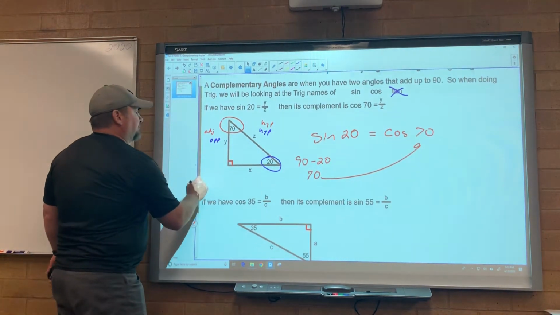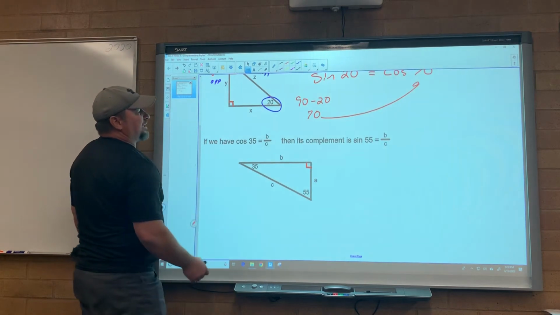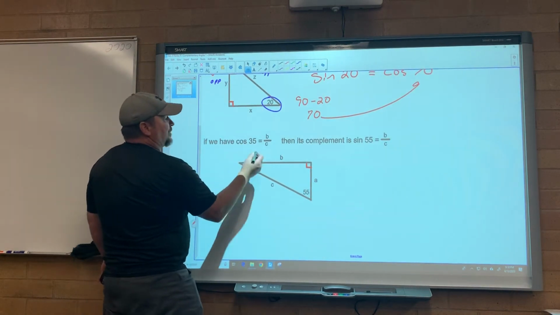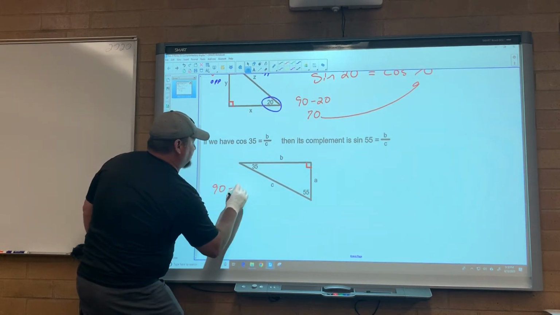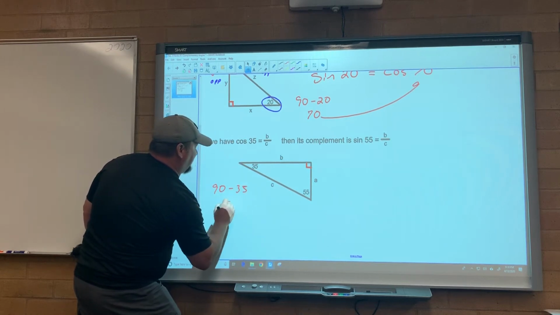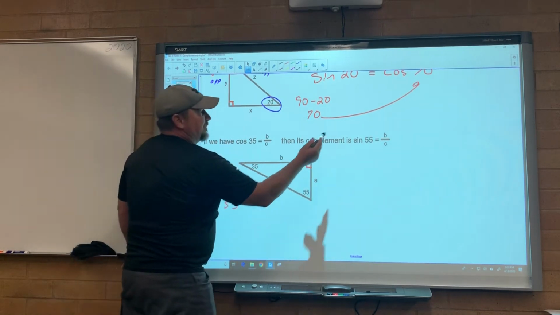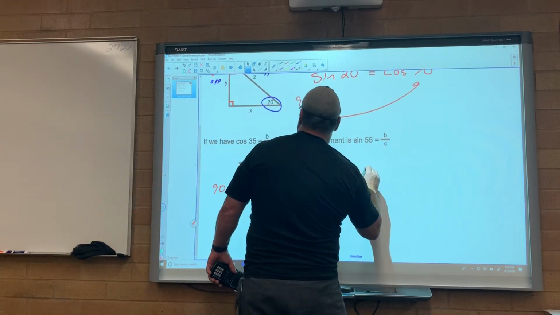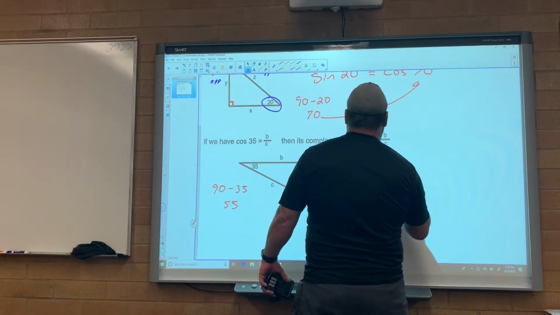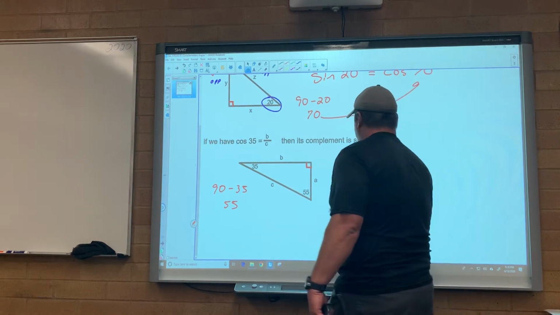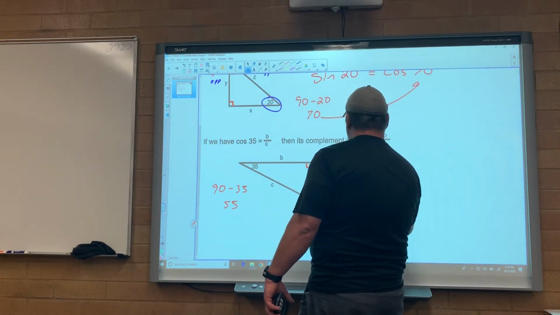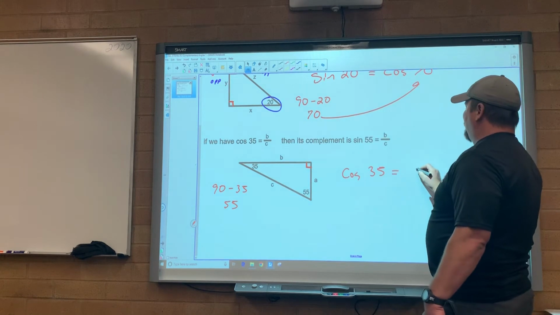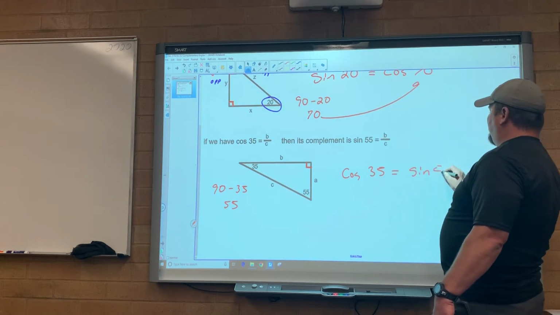Well, watch this one. Cosine 35. Well, cosine 35, that's 90 minus 35. It's going to be 55. So that's my angle. And you switch the name. So cos 35 is going to equal sine 55.